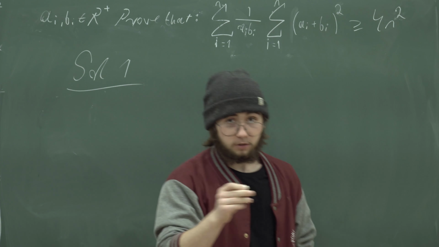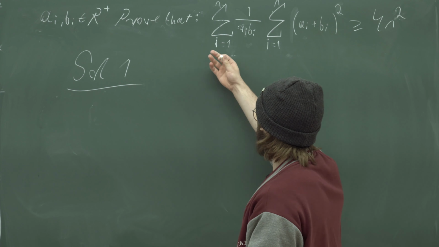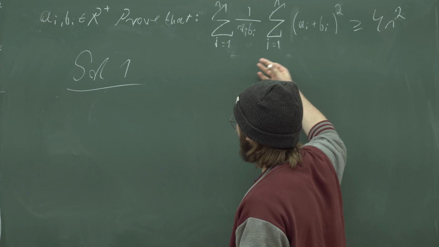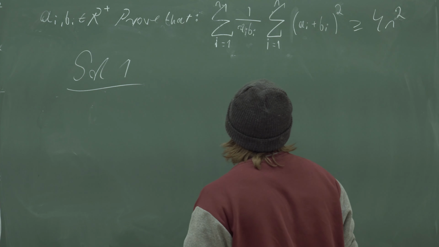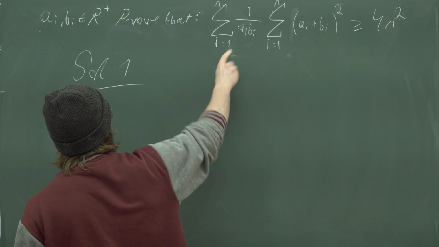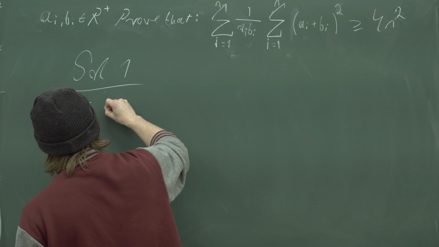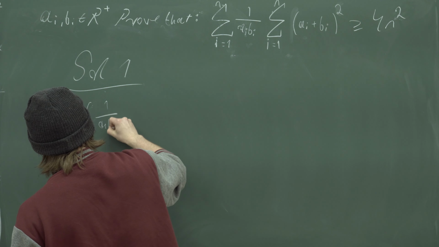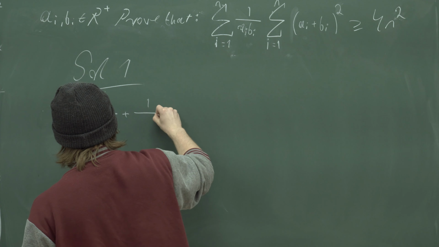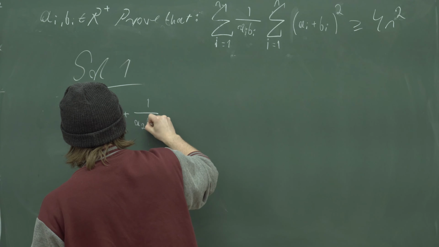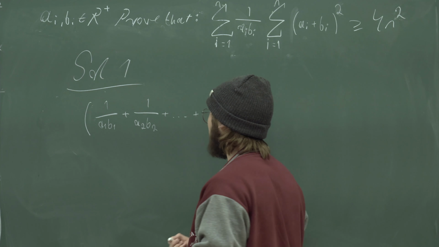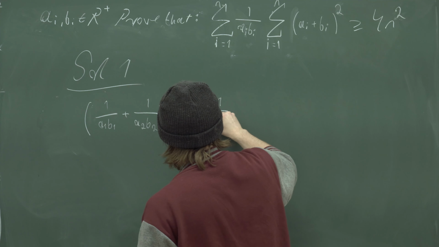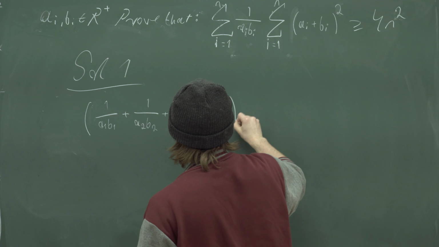Lovely. So for the first solution, what I would like to do is first try and write this stuff out a little bit so you guys can grasp what it really looks like, how it behaves. Here we're going to get the sum of 1 over a_i times b_i. So 1 over a_1 times b_1 for sure. Then 1 over a_2 times b_2, then a bunch of the same looking fractions, and then 1 over a_n times b_n, just lovely.